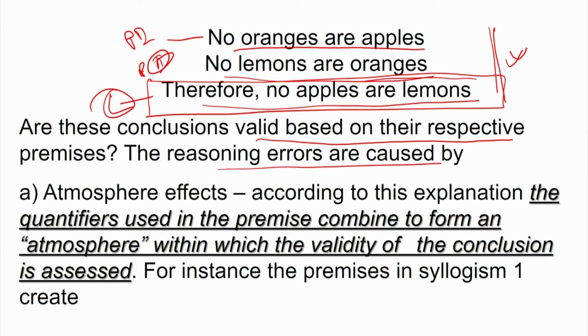If you are not able to answer this correctly, then there are certain errors which are making you draw incorrect conclusions. What are the reasons, or what are those factors which are making you draw incorrect conclusions? One of the first factors is called atmospheric effects. What are the atmospheric effects? Atmospheric effects say that the quantifiers used in the premises combine to form an atmosphere within which the validity of the conclusion is assessed.